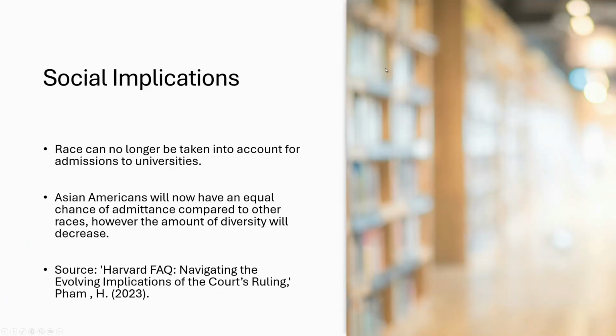Next, we are going to discuss the social implications of this case. So, to start off, once again, race can no longer be taken into account for universities when they're doing their admissions process. This means that Asian Americans will now have an equal opportunity to get admitted into these universities compared to other races. However, since race is not being taken into account anymore, the amount of diversity that these universities will have will decrease.